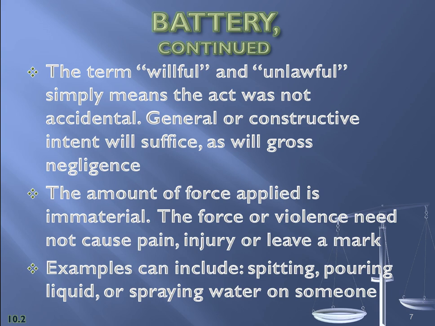And then force. So remember, we're looking at willful and unlawful, and then use of force or violence. The amount of force applied is immaterial here. Okay? The force or violence need not cause pain, injury, or even leave a mark. And some other unique examples that we're going to see of battery could include some things that maybe you don't think of. So to help differentiate between assault and battery, it has often been said that if one takes a swing at another and he misses, he has committed an assault. Well, that's true. If he connects with the other person, it would be a battery.